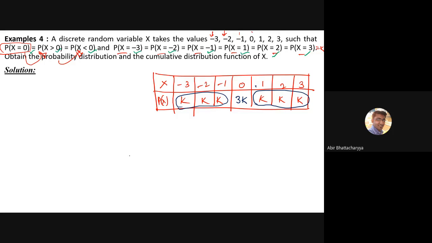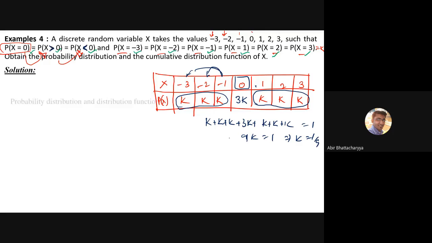Probability of x greater than 0. X greater than 0 means it's not attaining 0, strictly greater than 0, and strictly less than 0, not attaining 0. So how many values will it take? We consider these three values, that is 3. Once I get this, I will add them, and the sum equals 1. So finally, it is k plus k plus k plus 3k plus k plus k plus k equals 1, that is 9k equals 1, so k equals 1 by 9.